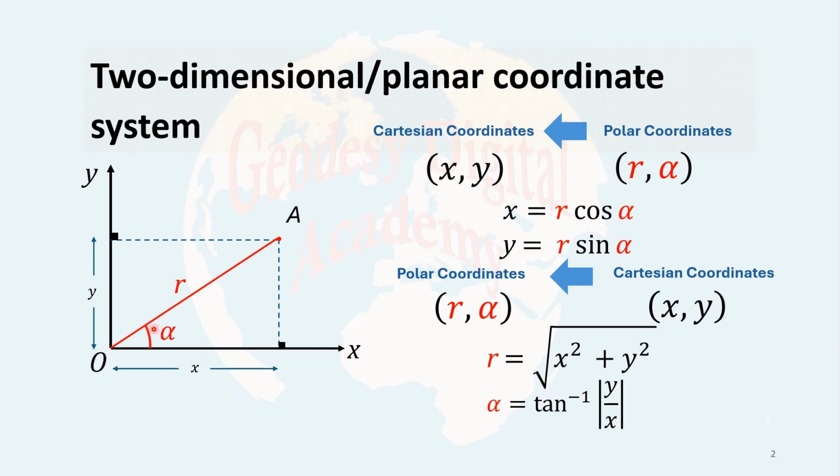And alpha simply can be determined by the arc tangent or tangent inverse of y over x, because the tangent of angle alpha is y, the side in front of alpha, over the side which is next to the alpha. So we can determine the polar coordinates of a point using the Cartesian coordinates as well.